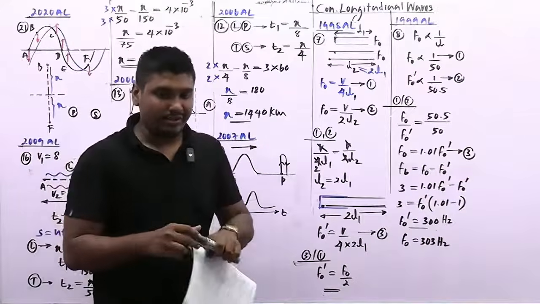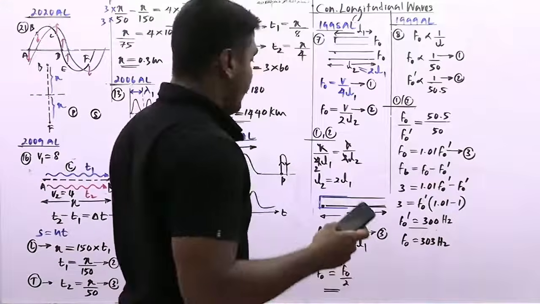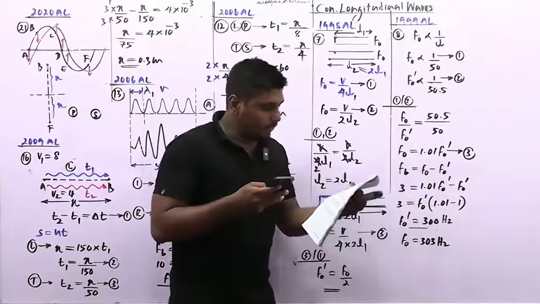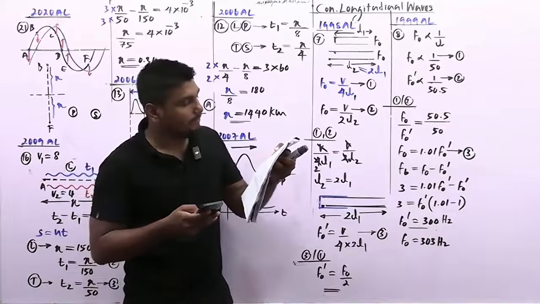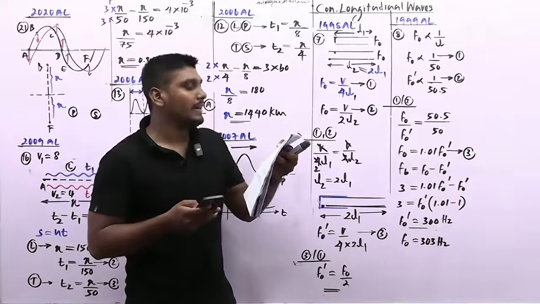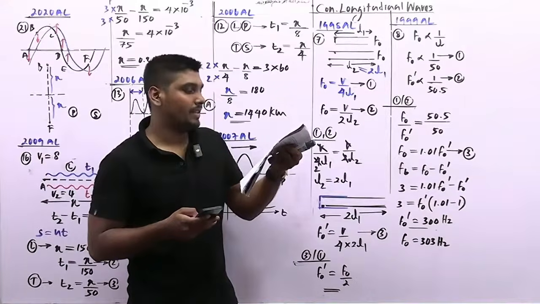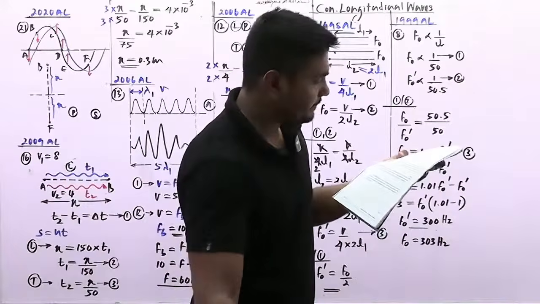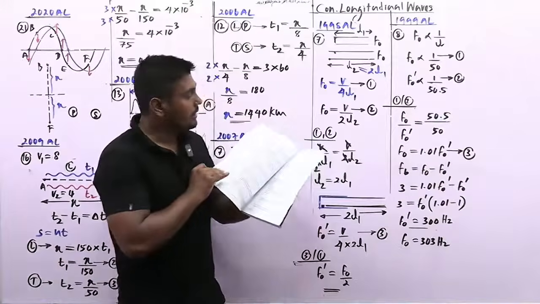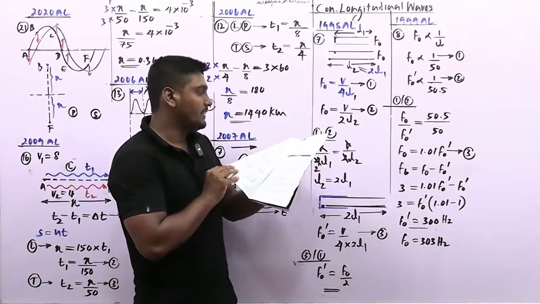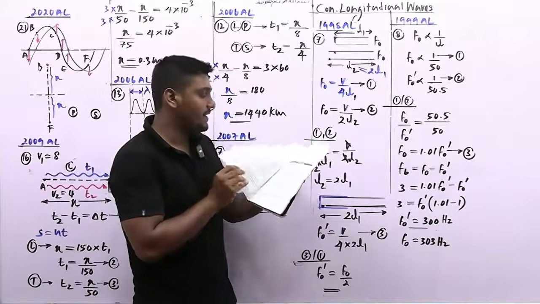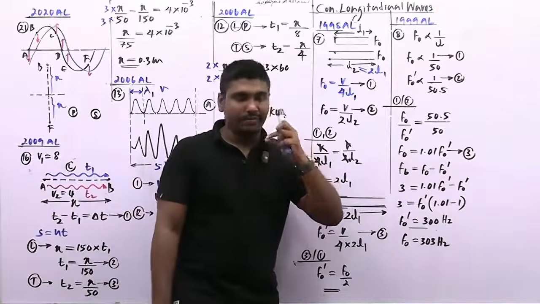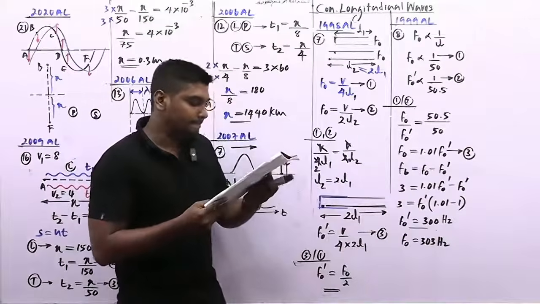7, 8 done. What are the pending questions? We have 5 pending, 2 done, remaining 3 pending. Question number 11 pending, I think. 11, 13, 18 pending. Then the entire book finished.